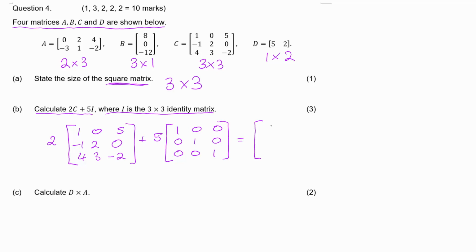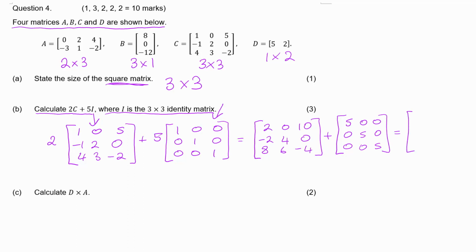So that's going to be, we just multiply every element in here by 2. So it will be 2, 0, 10, negative 2, 4, 0, 8, 6, negative 4. And then every element in here is multiplied by 5. So that is going to be 5, 0, 0, 0, 5, 0, 0, 0, 5.